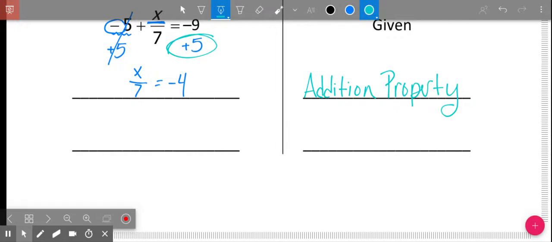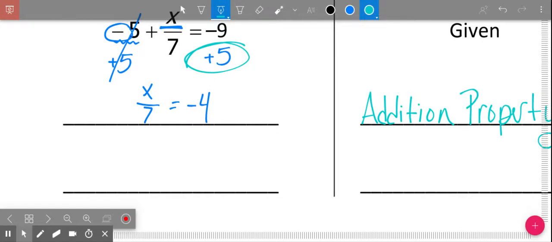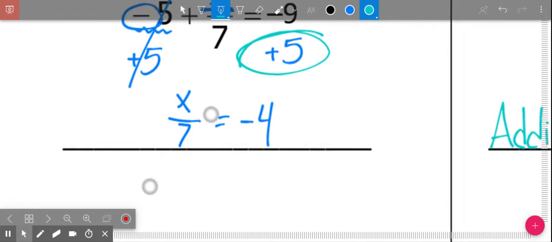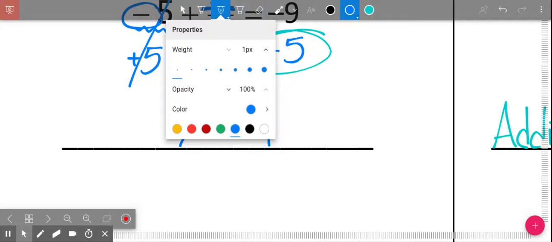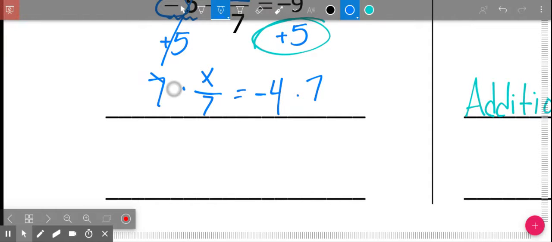All right, so next part we've got is we still have x divided by 7. Our variable is being divided by 7, and we need to get rid of that. So to get rid of that, we're going to multiply both sides by 7 because that's the inverse of division. So when we do that, that cancels. So I just have x left over equals -4 times 7 gives us -28.